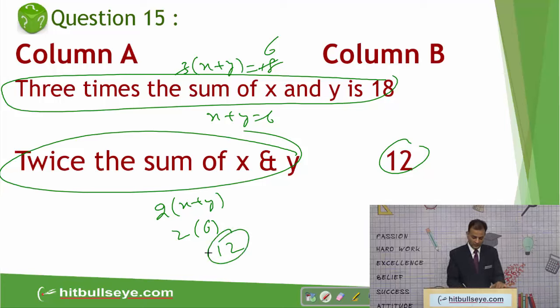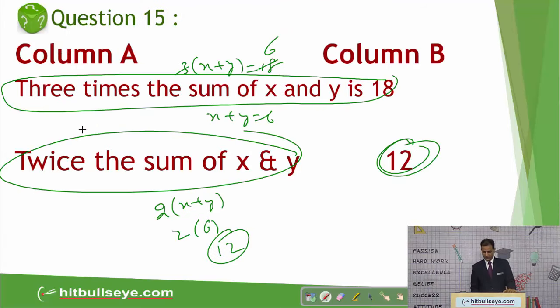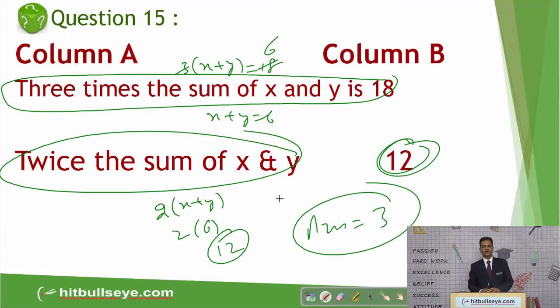That means the quantity in column A is 12, the quantity in column B is 12. So can we say both are equal? So what is the answer? The answer is the third option for this question: both quantities are equal. Again very easy, but you should know what is being asked. That's why we have also given two questions which were there.